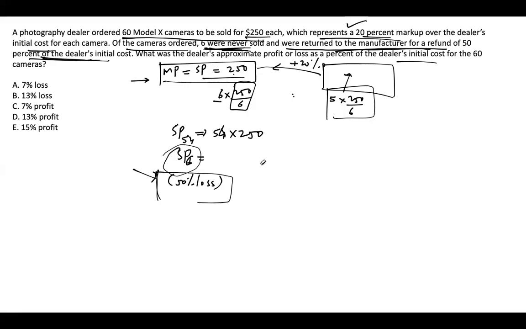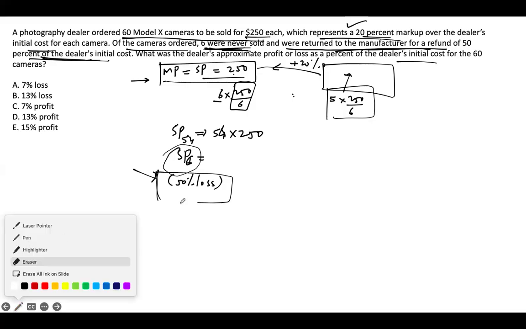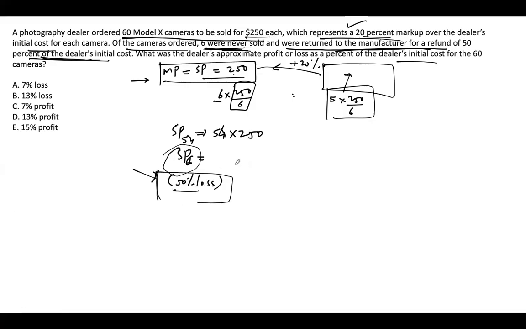So how should I write it? 250 into 5 by 6 into 1 by 2 into 6. So 50% I'm writing 1 by 2 into 250 into 5 by 6 into 6. This is for 1, for 6 would be into 6. So this comes out to be $625. 6 and 6 I'm cancelling.